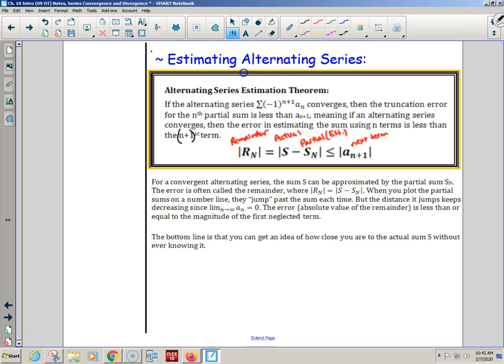Another way of putting it is that the error, the absolute value of the remainder, is less than or equal to the magnitude of the first neglected term. It's another nice way of putting it. The first neglected term. Bottom line, you get an idea of how close you are to the actual sum without ever knowing it. So here's the struggle. You're going to know how far off you are, or at least a bound or range of how far off you are, but you still don't actually know the sum. You just know how far off.